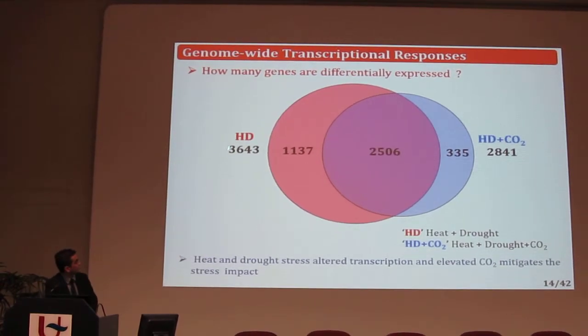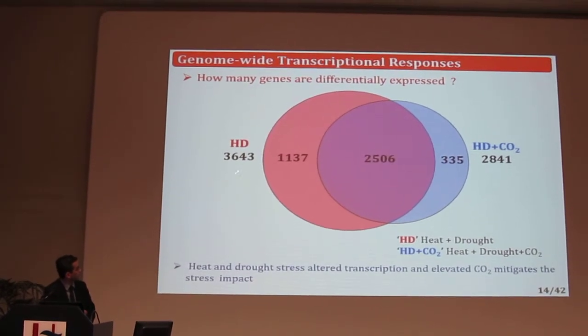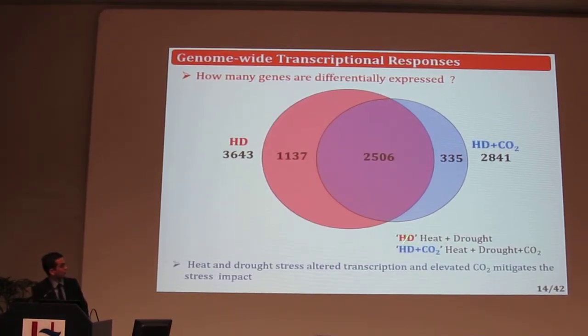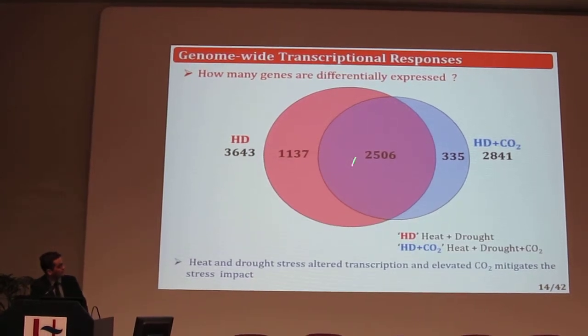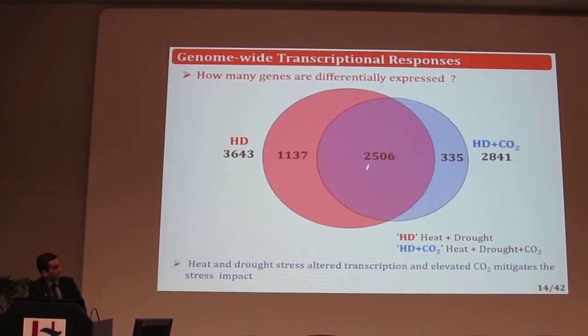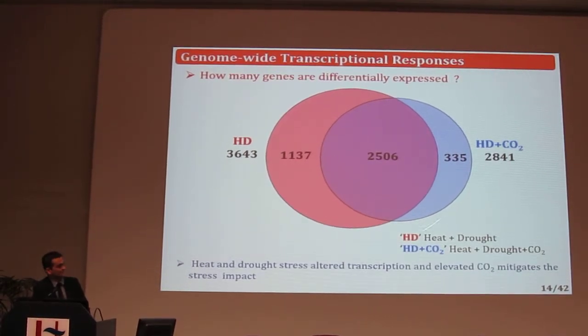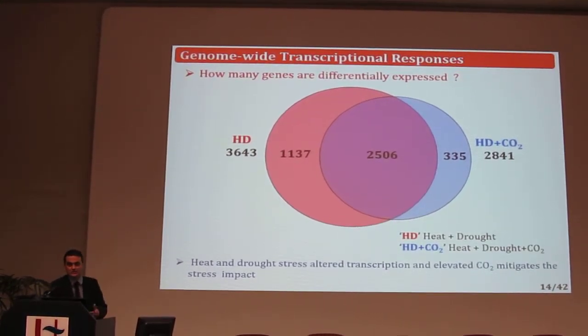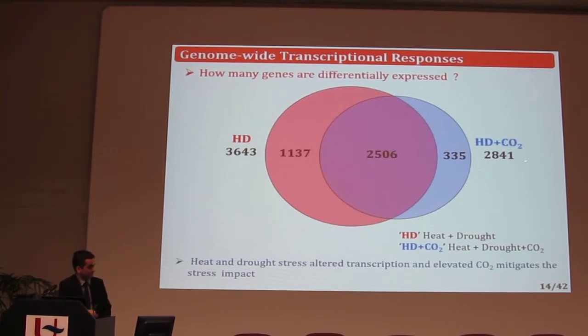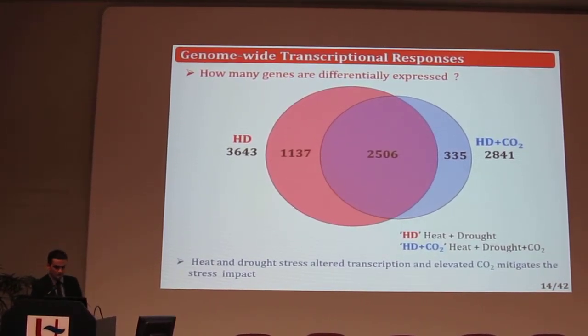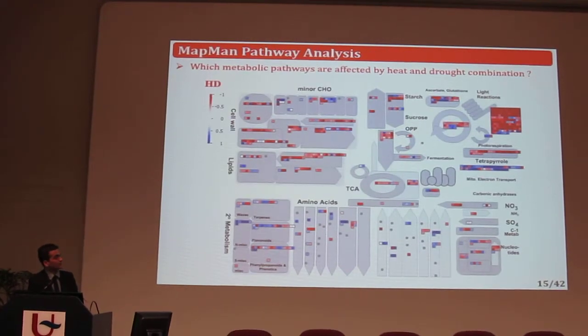We can see heat and drought have a massive impact on the transcriptome, and this impact is lessened by the elevated CO2. And we can see from here also the majority of the genes, approximately 2,500, are commonly shared by both the stresses. So the stress impact is higher, but elevated CO2 is lessening the stress impact. So what is happening on the metabolism?